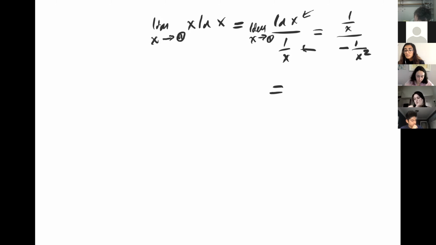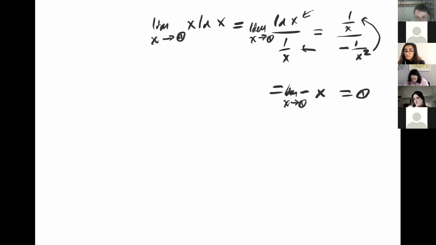And then you get minus x, because we move this up top. And then we're taking a limit as x goes to 0, and that just gives you 0. Okay?